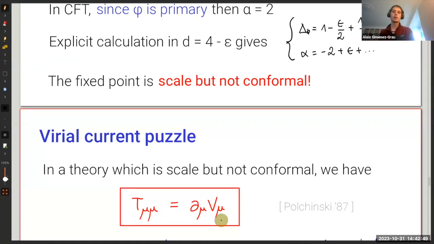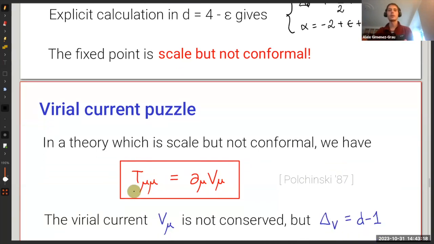And the puzzle comes from some paper in the 80s by Polchinski. So what Polchinski observed is that if you have a theory that is scale invariant but not conformal invariant, what you need to have is that the trace of the stress tensor is actually the divergence of some operator V. And this operator V cannot be conserved, okay? Because if V was conserved, then this trace would be 0. And if the trace is 0, you recover conformal invariance.